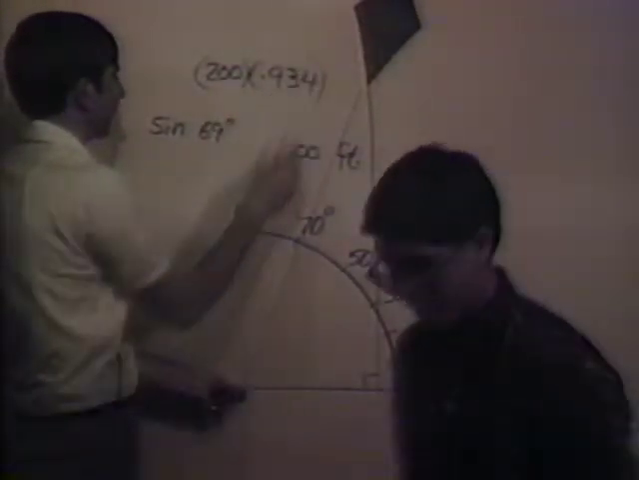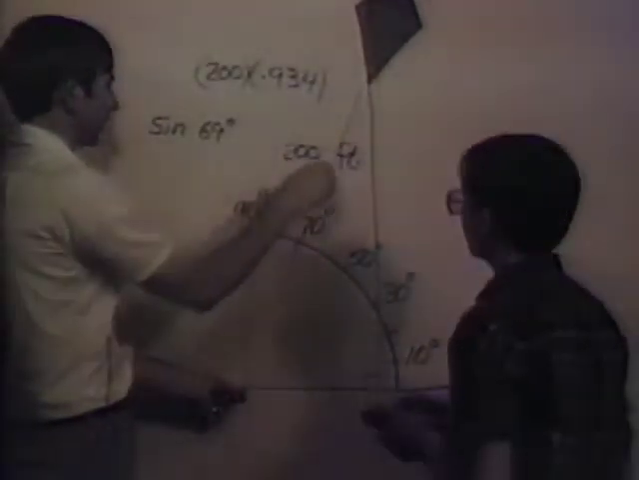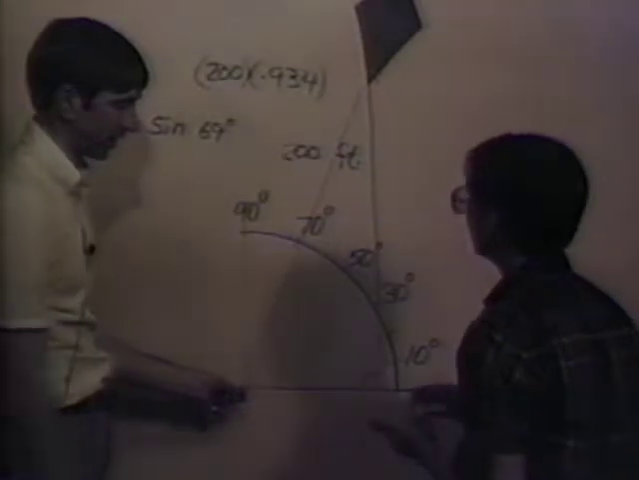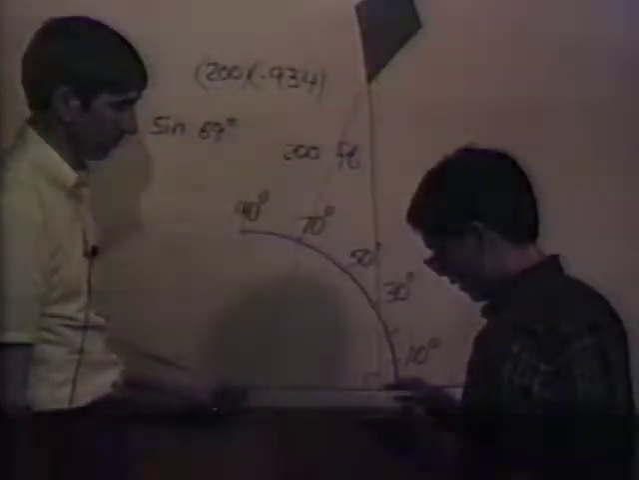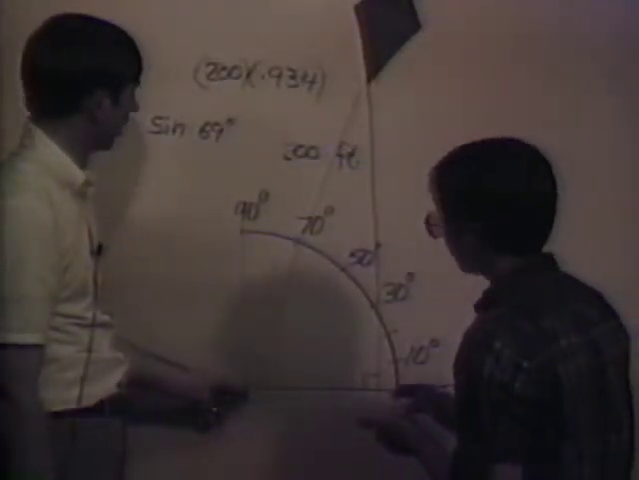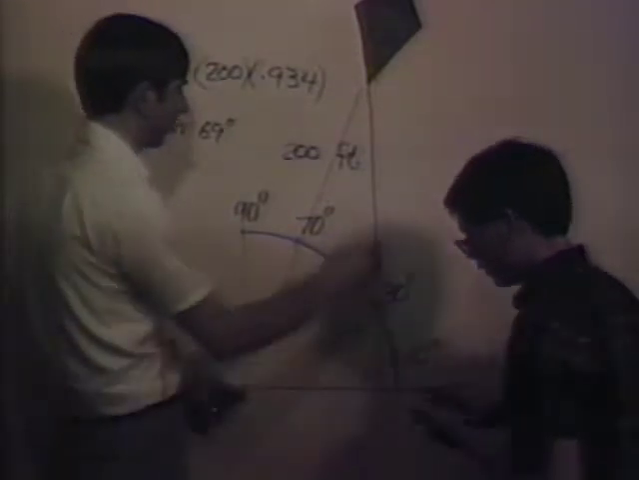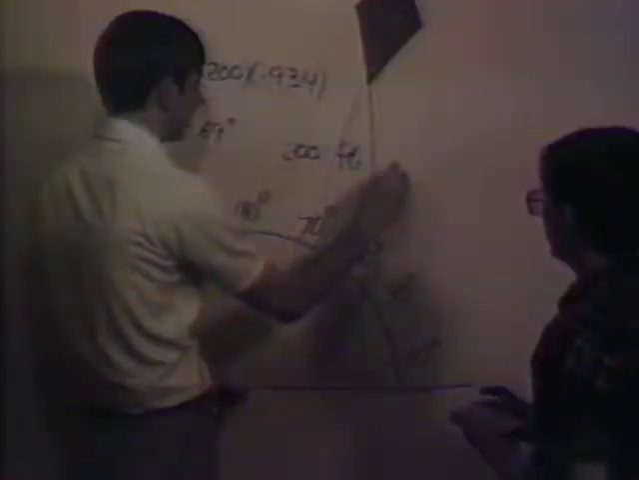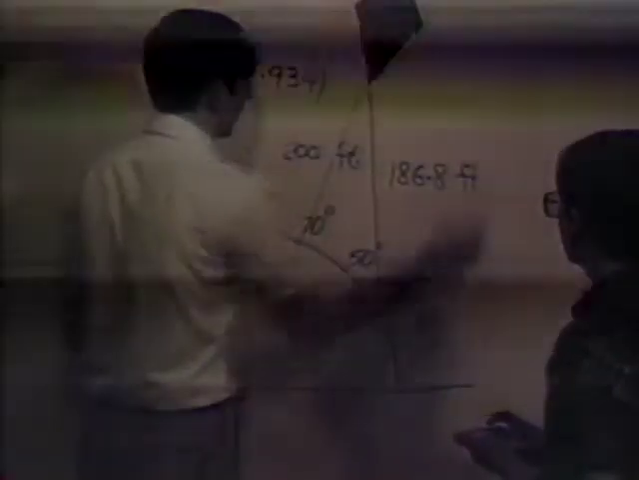0.934. So if we multiply that number that we find from the table times this number, we'll end up with the height of the kite. Go ahead and punch that out on your handy little Math Helps calculator. And we get 186.8. Okay. So that's getting up there pretty good.